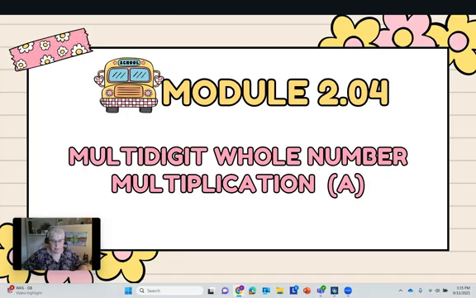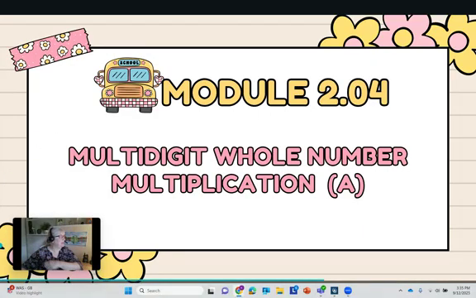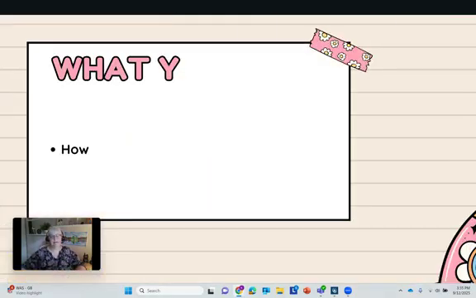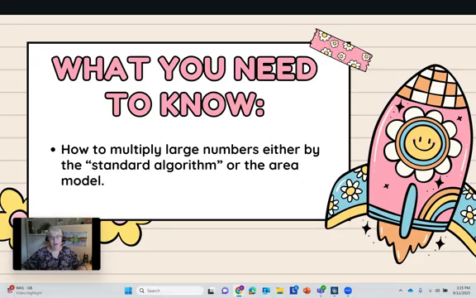We're starting something brand new, multi-digit whole number multiplication. Basically, that means we're going to multiply some big numbers. For this lesson, what you need to make sure that you understand is how to do it. I'm going to show you two different ways.